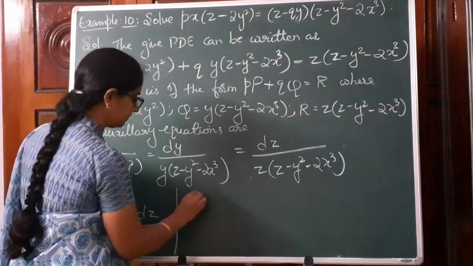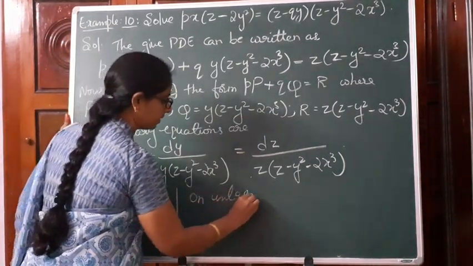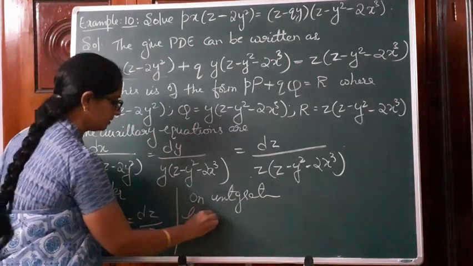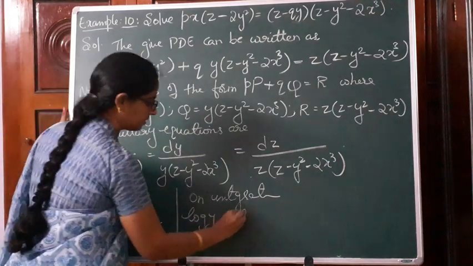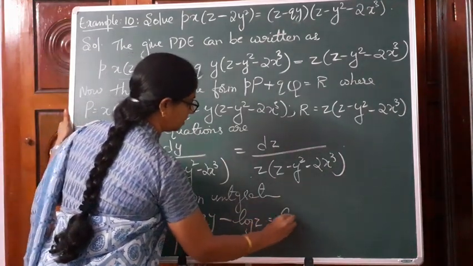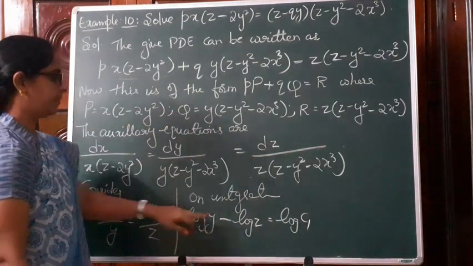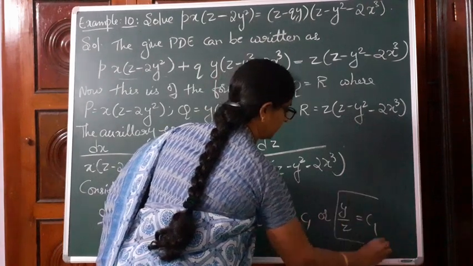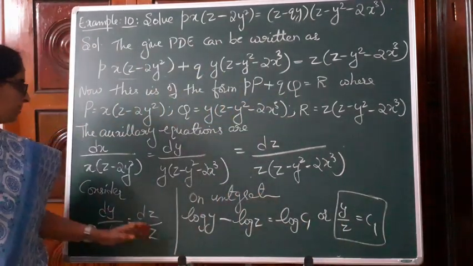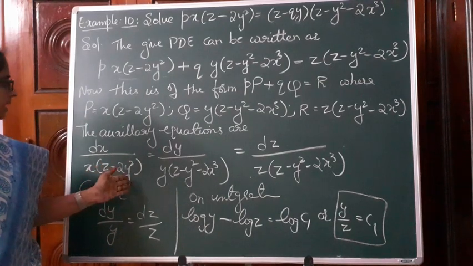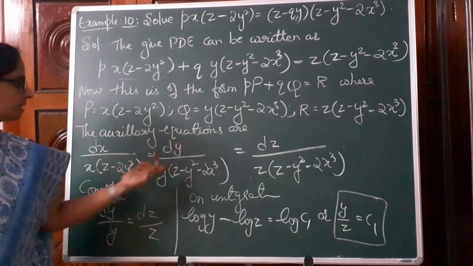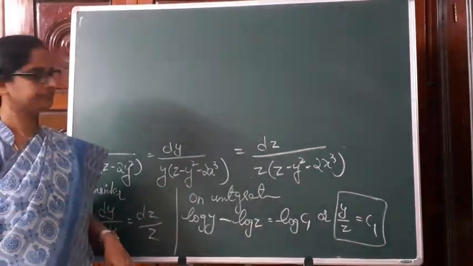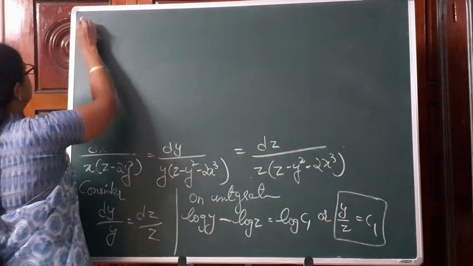Now on integrating, we get integral of 1 by y is log y minus integral of 1 by z is log z is equals to log c1, or y by z is equal to c1. Y by z is equal to c1 is one solution. And we cannot directly group any of the other terms, so we try for multipliers. Now we choose the multipliers.